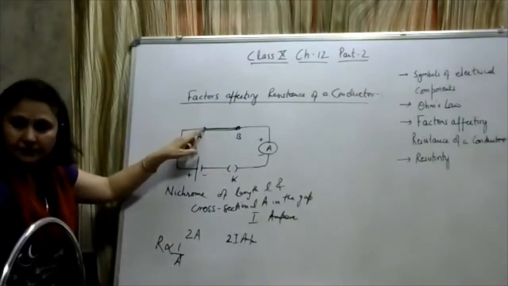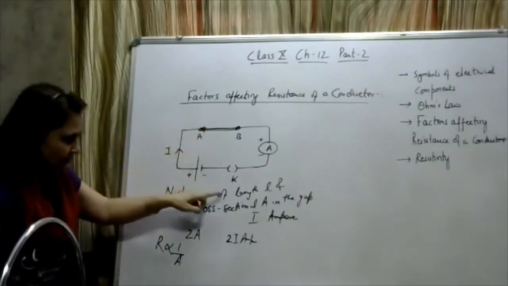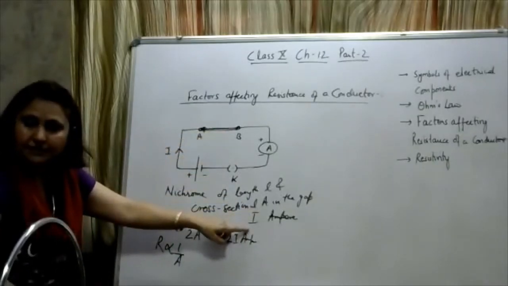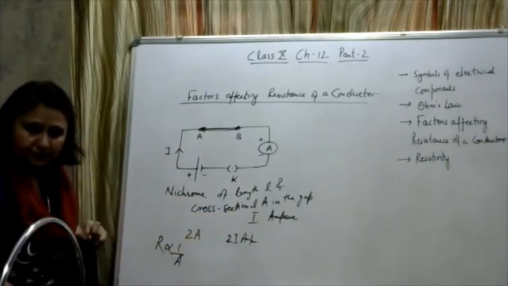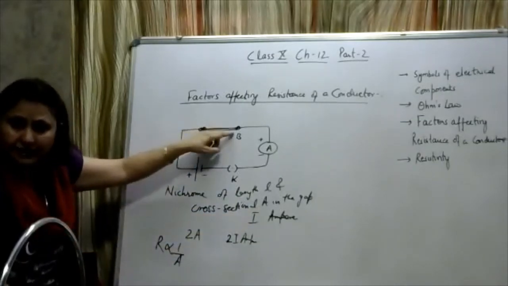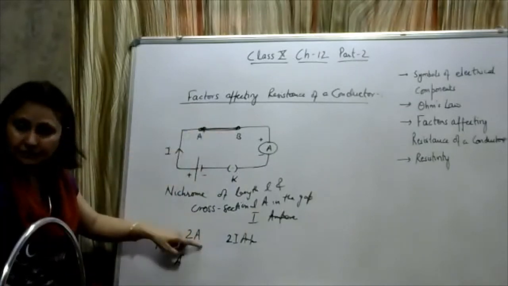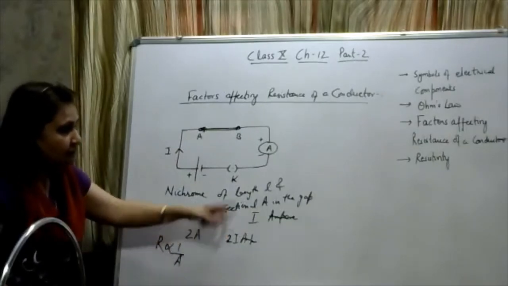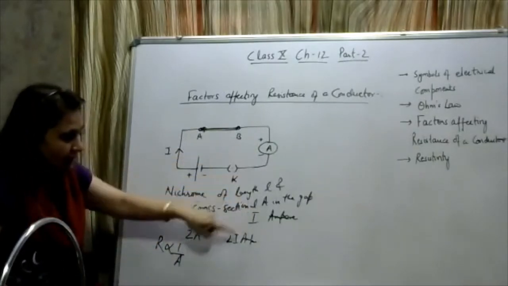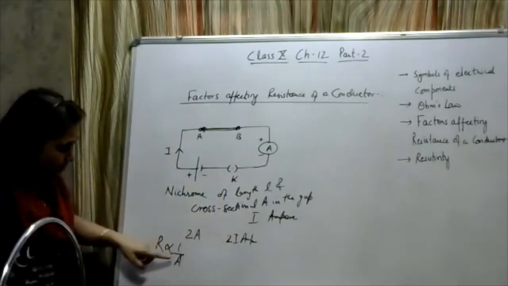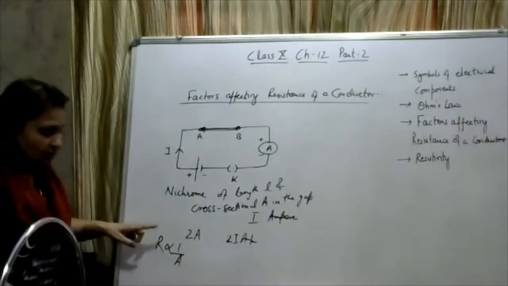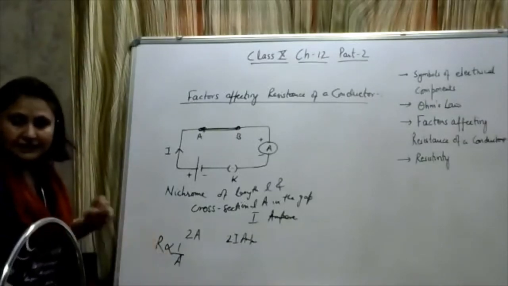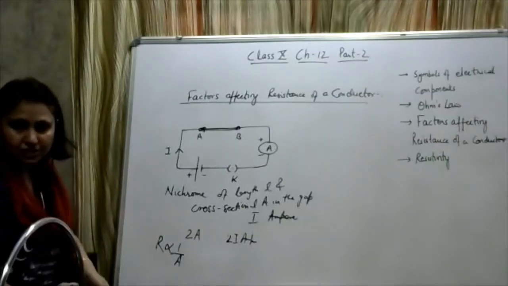Okay, so we take a nichrome wire, first of length L and cross-sectional area A, connect it in the gap AB, and we note down the ammeter reading. Suppose the ammeter reading is 2 amperes. Now we connect another wire of double the cross-sectional area, that is double the thickness. This time we'll see that the current becomes double. Initially it was 2 amperes, now it will become 4 amperes. It shows that the resistance is half. So if we double the cross-sectional area, the resistance becomes half. So we can say that the resistance is inversely proportional to cross-sectional area.